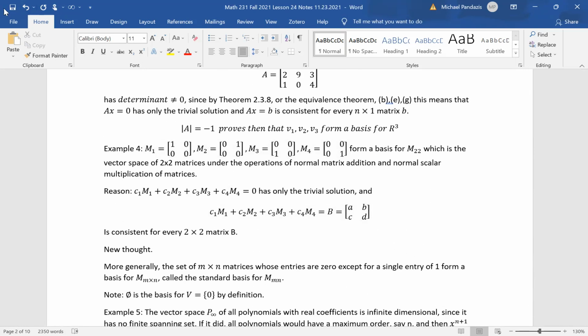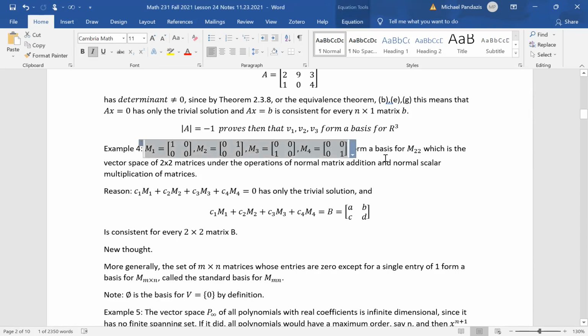Okay, so in example 4, we have these 4 matrices, and they form a basis for M sub 2,2, which is the vector space of 2 by 2 matrices under the operations of normal matrix addition and normal scalar multiplication of matrices. Okay, so this forms a basis. Every vector in M sub 2,2 is a 2 by 2 matrix, right? So every 2 by 2 matrix, or vector in M sub 2,2, can be written as a linear combination of those 4 matrices. And so these 4 matrices span M sub 2,2.